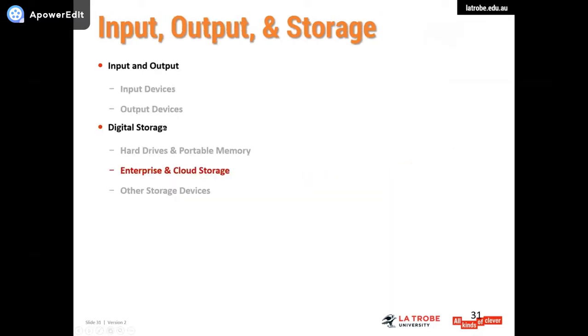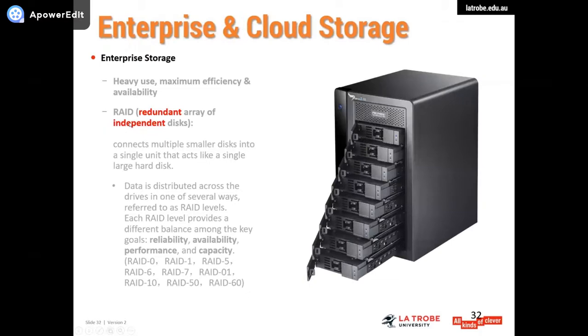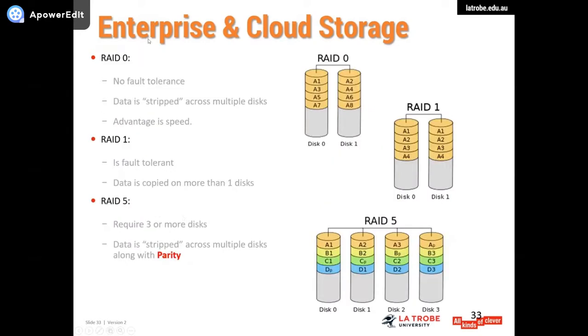Let's come to the important parts of the enterprise and cloud storage. So the first important concept is called the RAID. You must know the definition of the RAID, and also for the RAID we have different levels, and in which level, what's the reliability, availability, performance, and capacity. This gives you more explanation about different levels, RAID 0, 1, and 5.